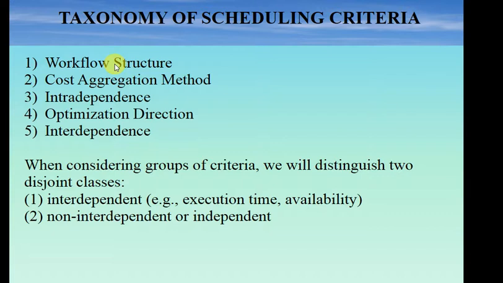So there are 2 types of workflow structures, that is structure independent and structure dependent. The next is the cost aggregation method. It depends on the operation used for the aggregation, and there are 3 types that can be used: additive, multiplicative, and concave.